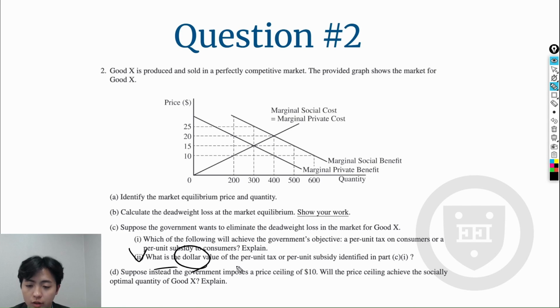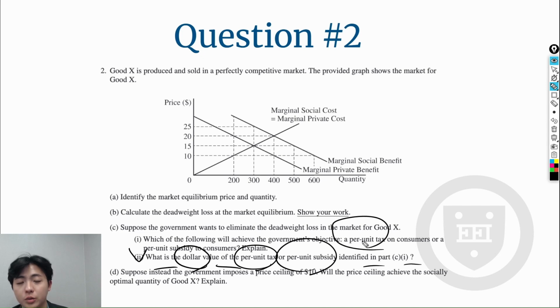What is the dollar value of the per unit tax or per unit subsidy identified in part C1? We decided to do a per unit tax on consumers. So the dollar value is, first off, let's agree that a tax is needed. So it is the difference between MPB and MSB at the socially optimal 200.